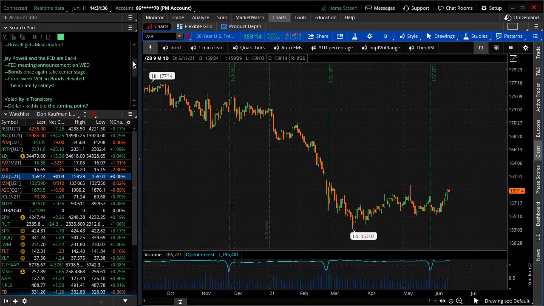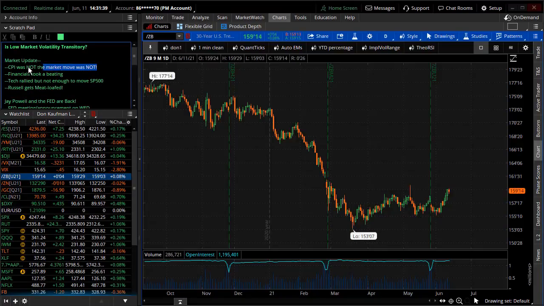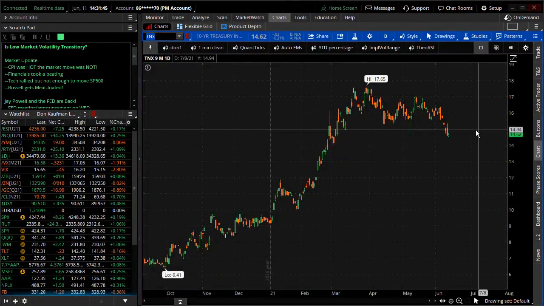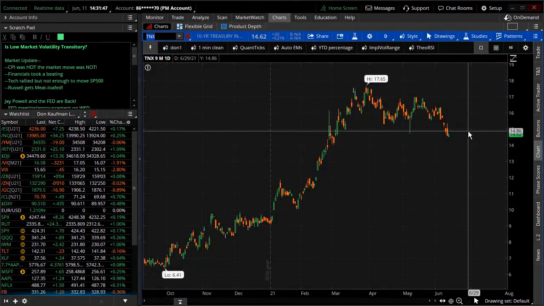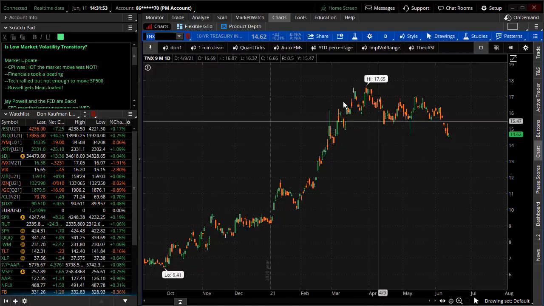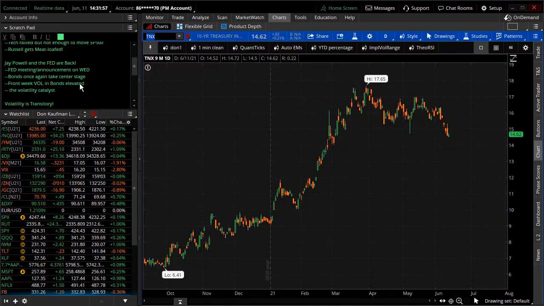And I can't stress this enough, because CPI was so hot, and yet the interest rates came down significantly throughout the course of this week. Usually when you get a hot CPI, what do you normally see? You see interest rates picking up. You're like, that's it, man, we've got to raise interest rates. It's over. Well, we actually stalled out. And now we're going to wait for Jay Powell.